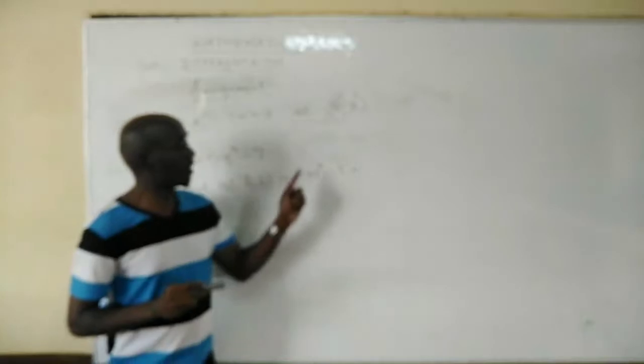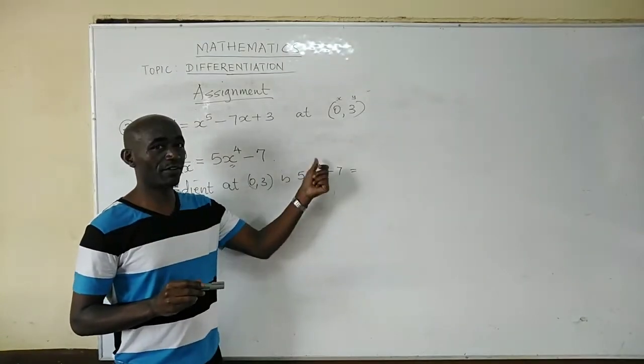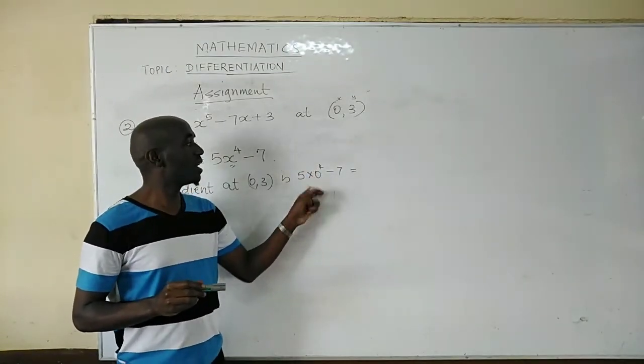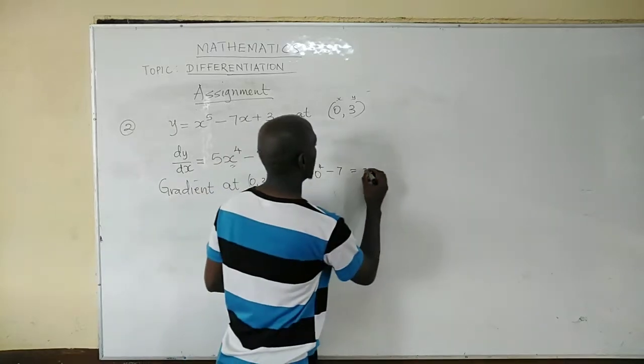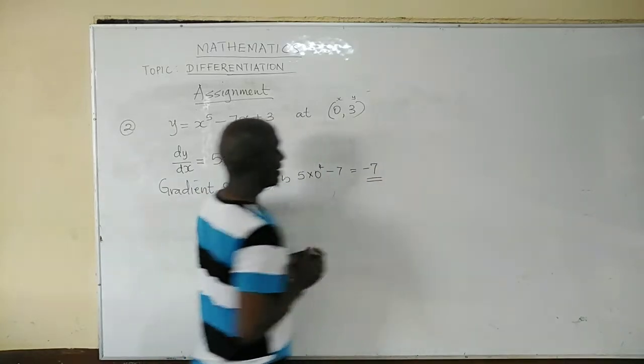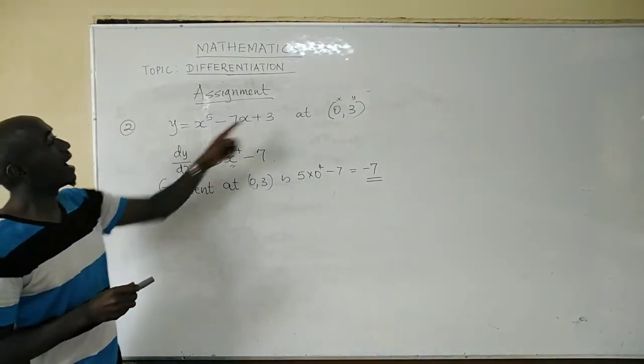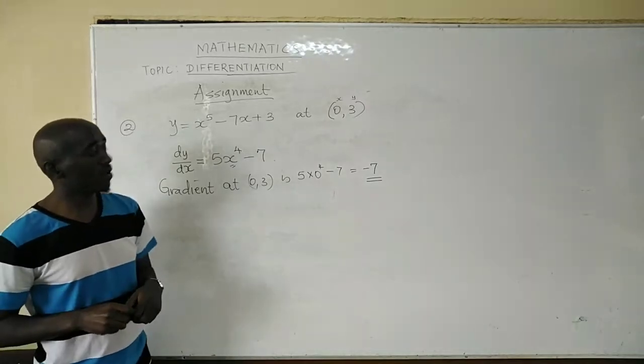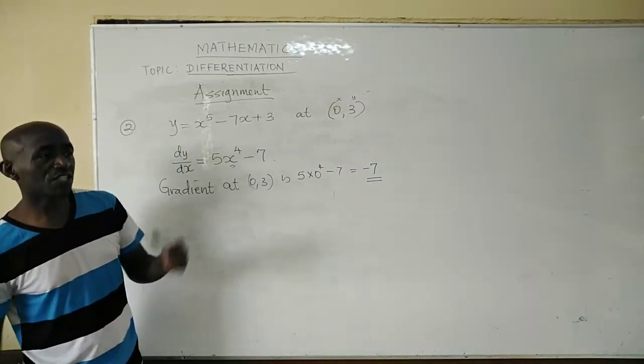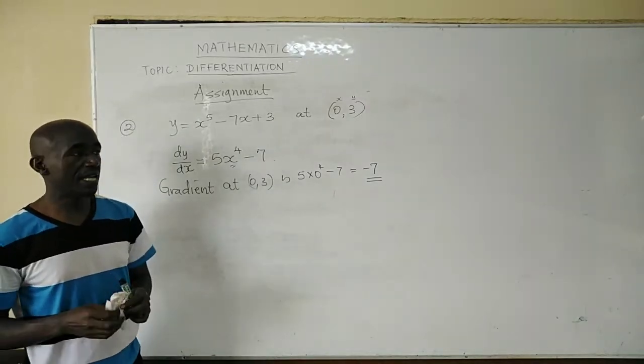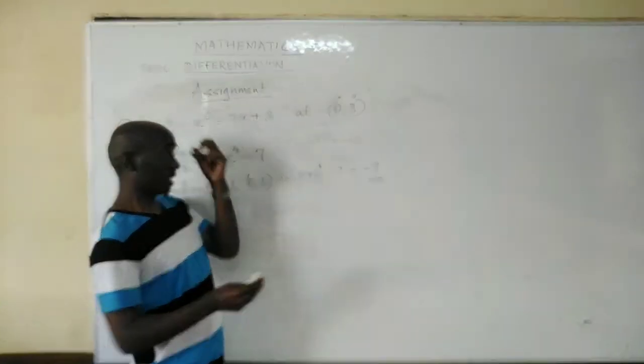5 times 0 to the power 4 is 0. 0 to the power 4 is 0, and then 5 times 0 is just 0. Then minus 7: 0 minus 7 is negative 7. So that is the gradient of this curve at that point (0, 3). That is what we learned in our previous lesson, and that was the assignment.